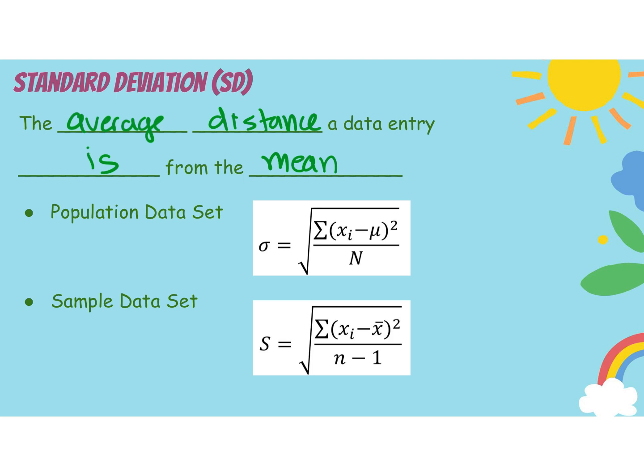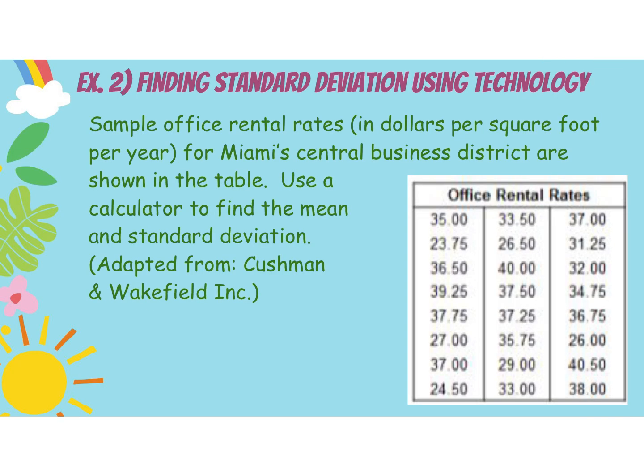So for our population data set, we use this sigma as the symbol. And that is the square root of the summation of each x value minus mu squared over that population size. Our sample data set, when we find that standard deviation, we just use s, and that is the square root of the sum of each x value minus x bar squared over n minus 1, the sample size. So that is a bit of a complicated formula, so we use technology to help us.